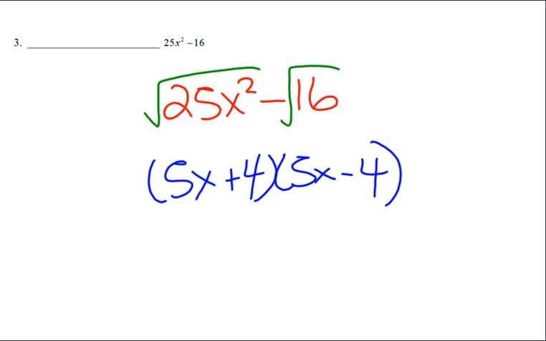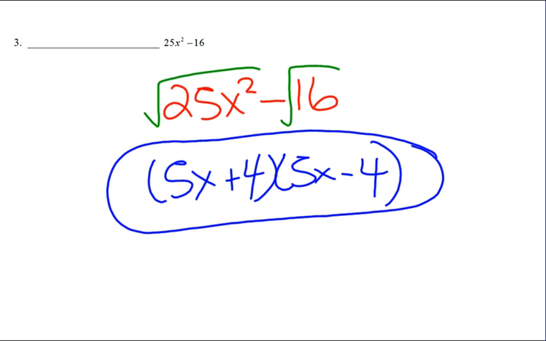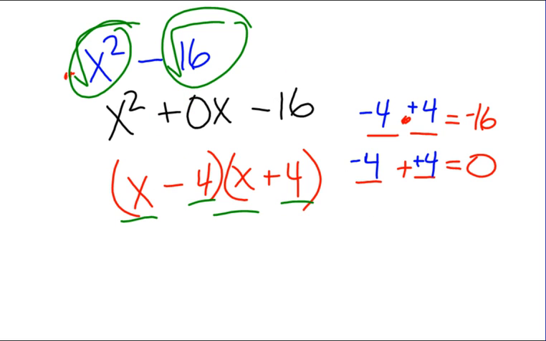It does not matter what order. I could have just as easily said 5x minus 4 times 5x plus 4. It doesn't matter the order you have it. But this is the factored value. I showed you that. Let's do this one.